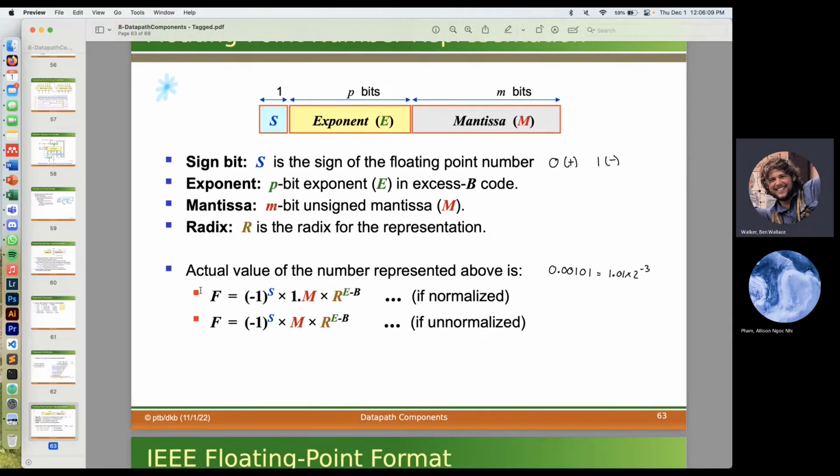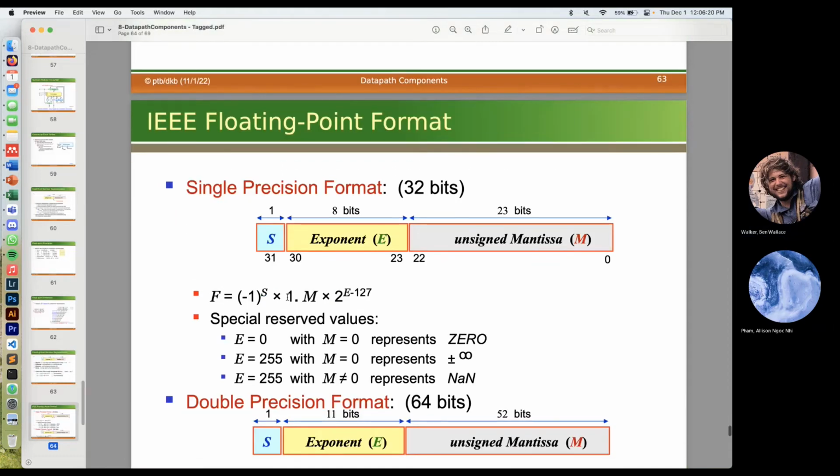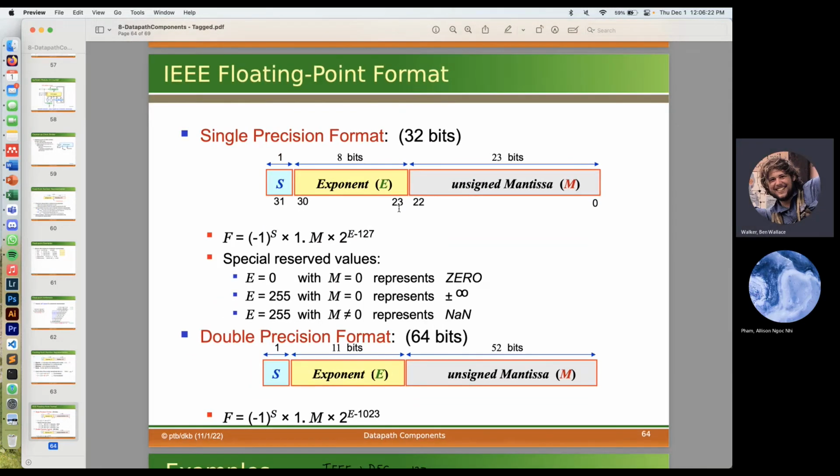Typically, we work with a normalized version, which means the mantissa does not include the leading 1, which we'll see in a second. This leading 1 is implicit. So IEEE has the single and the double. The single takes 32 bits, the double takes 64 bits.